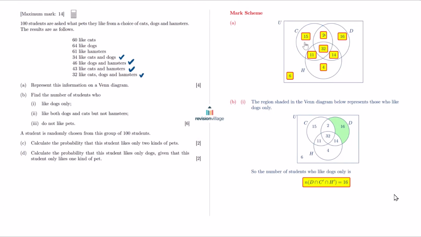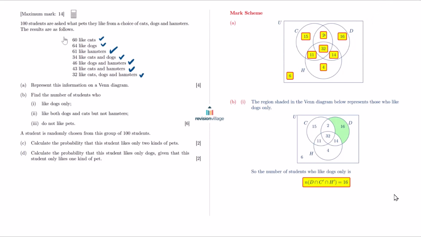Now, I did that same strategy for dogs and hamsters. So at that point in time now, I have all the areas of the Venn diagram within the cats, dogs, and hamsters set complete. However, I'm not quite complete yet, as I need to quickly check, were there any students that didn't like any of these types of animals?